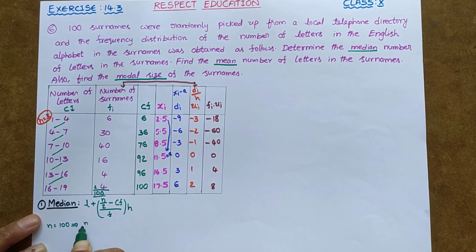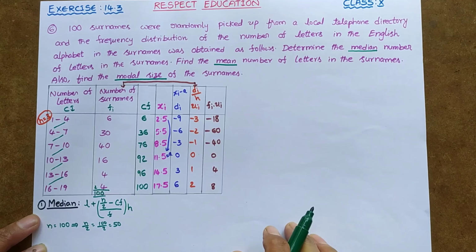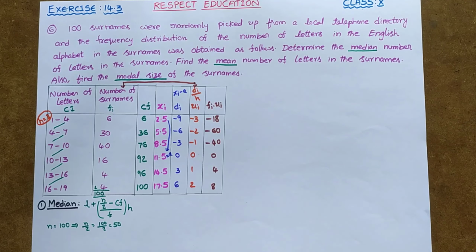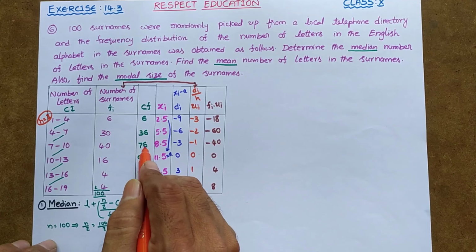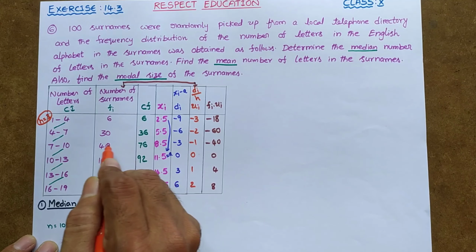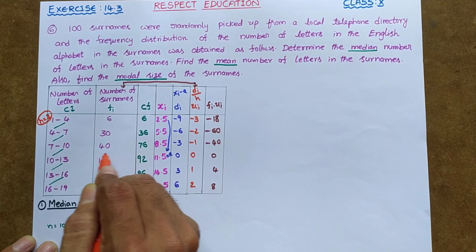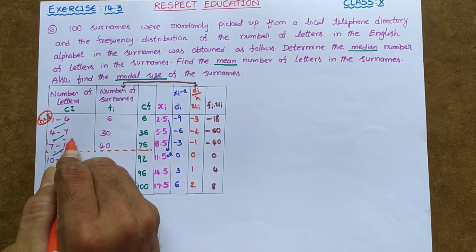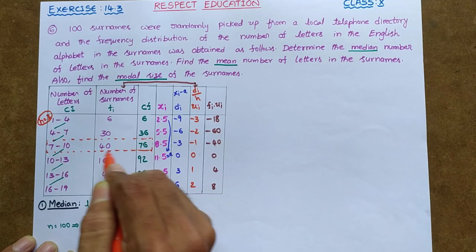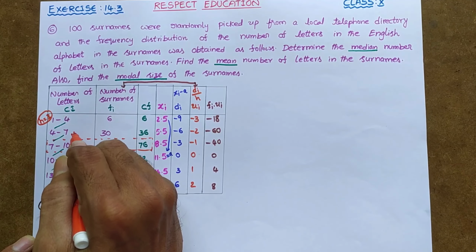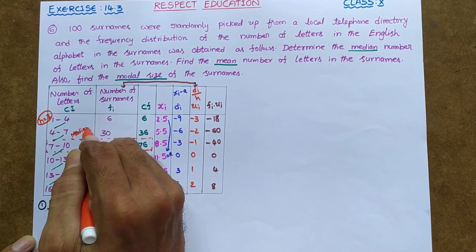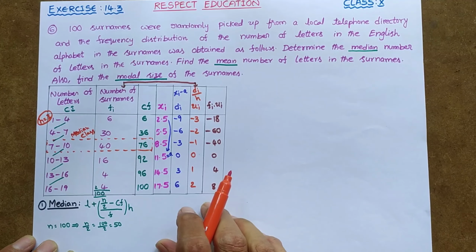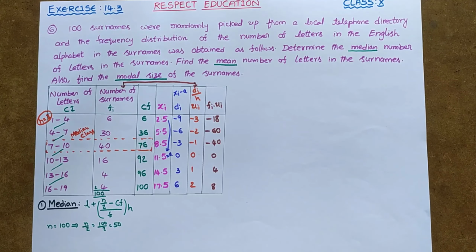Then we can find n by 2, that is 100 by 2, that is 50, right? Now in cumulative frequency we need to find which value is just greater than 50. Here you observe this 76 is there, right? So this is just greater than 50. So we can take this as the median class. So this is the median class. Now let us mention the same.